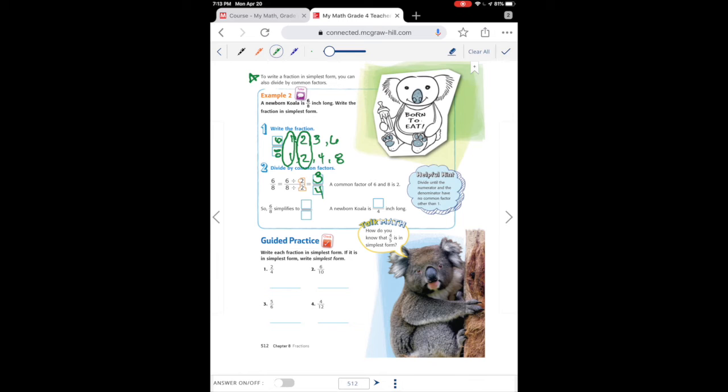So a common factor of 6 and 8 is 2. So when I divide it by 2, 6/8 simplifies to 3/4. A newborn koala is 3/4 inch long.